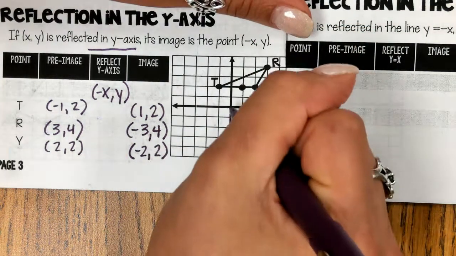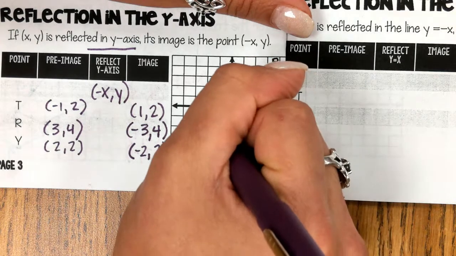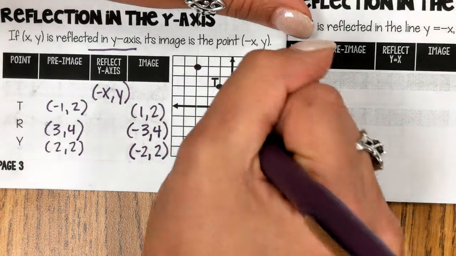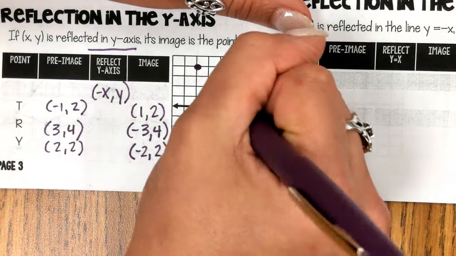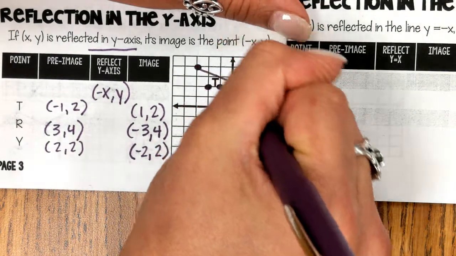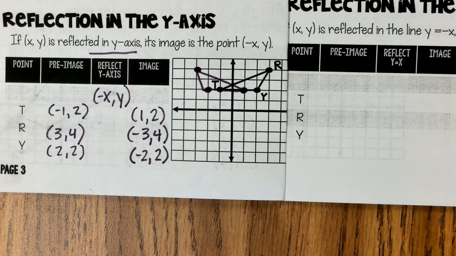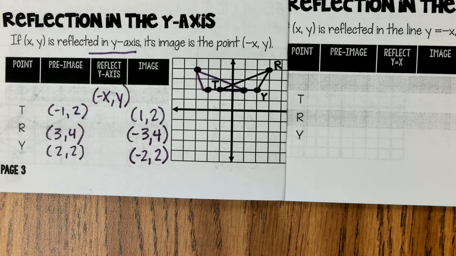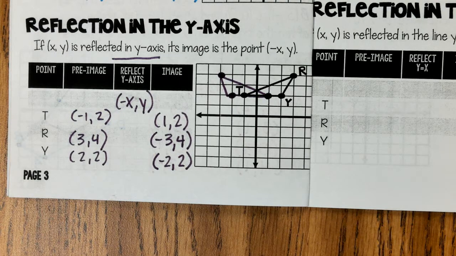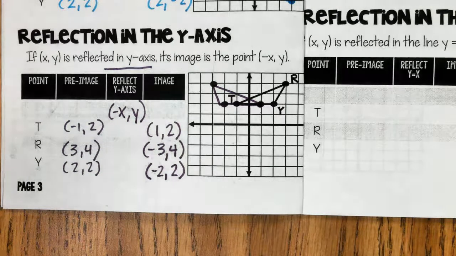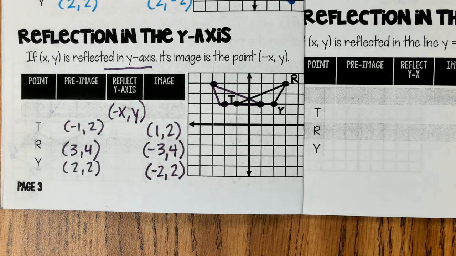So the points are (1, 2), (-3, 4), and (-2, 2). Okay, so the two images should run into each other. So again, you're just flipping it over the y-axis in this example.